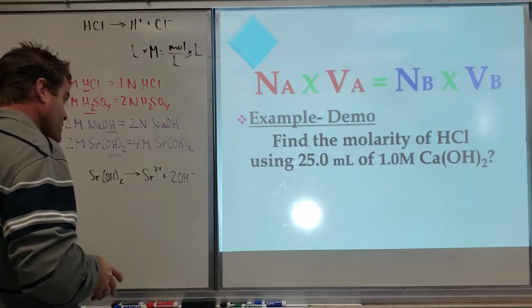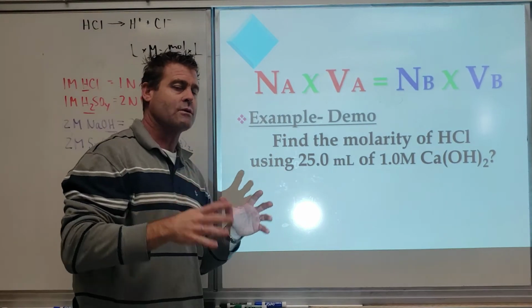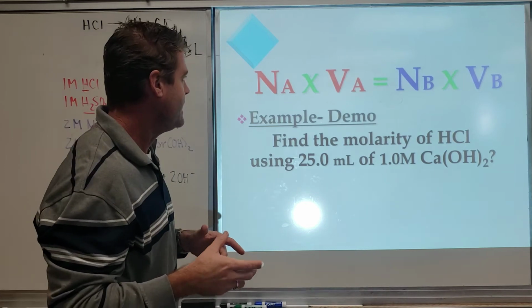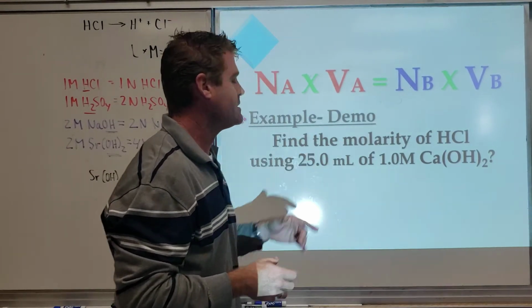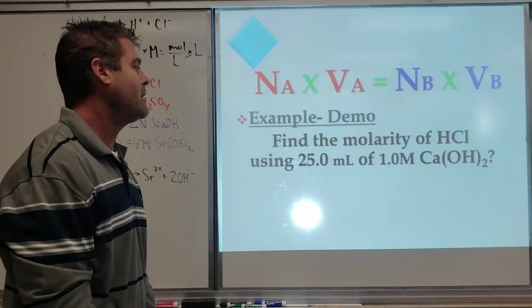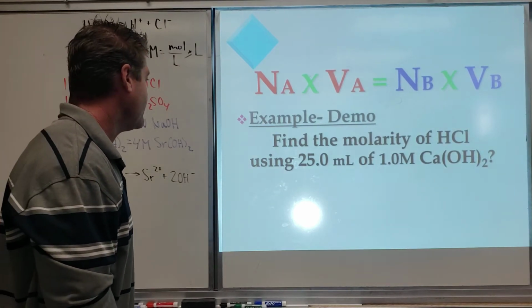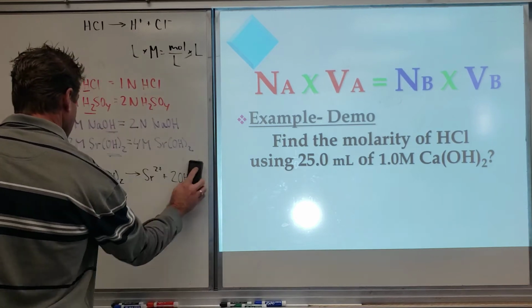Let's go with this problem. You guys write this down. This is the problem. We're going to use the process of titration and the normality equation to answer this question. It says, find the molarity of HCl using 25 milliliters of 1 molar calcium hydroxide solution.